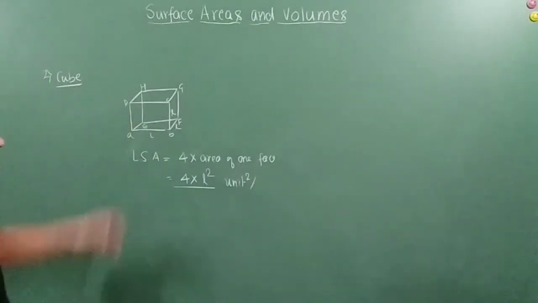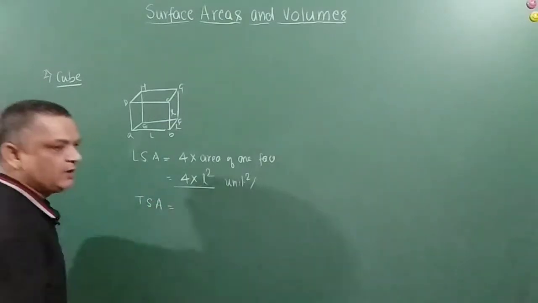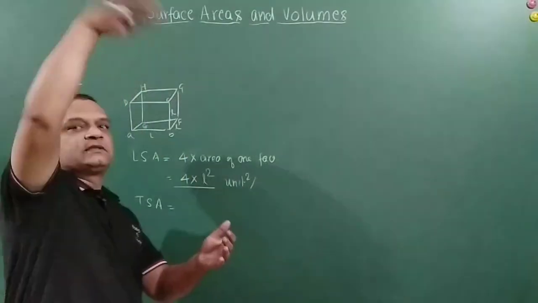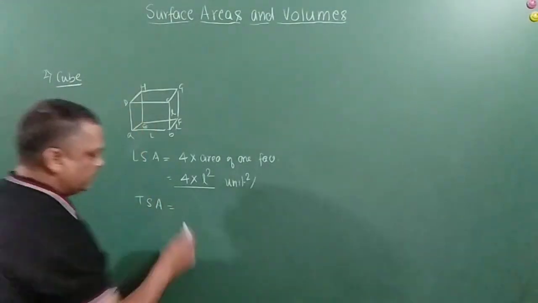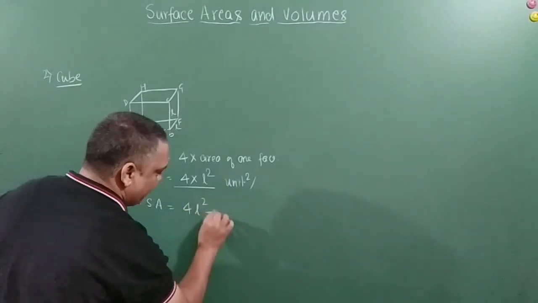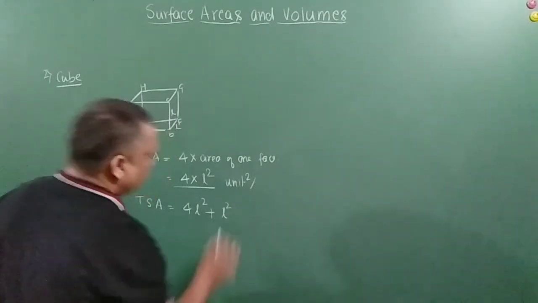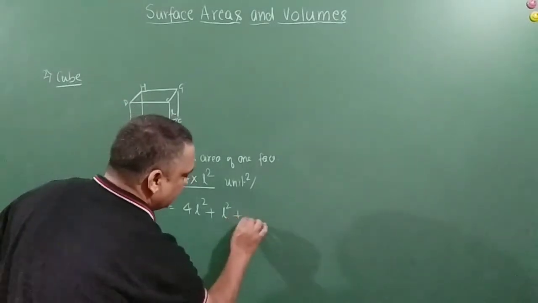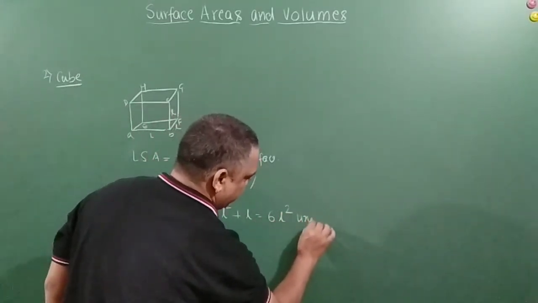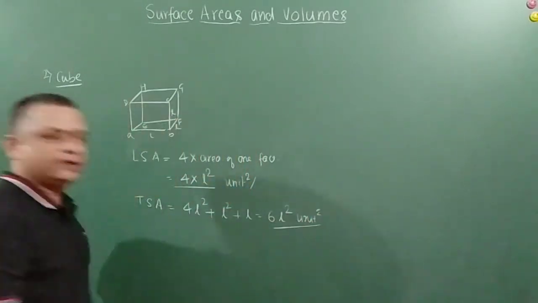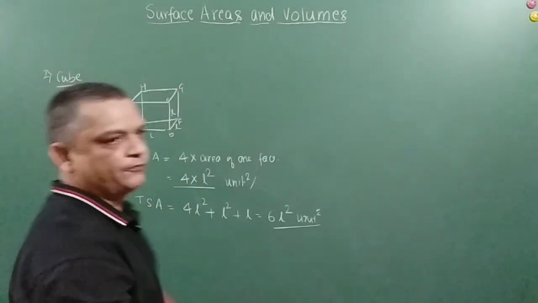When I am trying to find the total surface area of a cube, right, this will be lateral surface area plus the roof plus the floor, right? Top and bottom, right? So 4 L square plus top is nothing but again L square, L into L, right? Bottom again L square, L into L, which is equal to 6L square, again unit square, right? Now moving on to the volume, right?